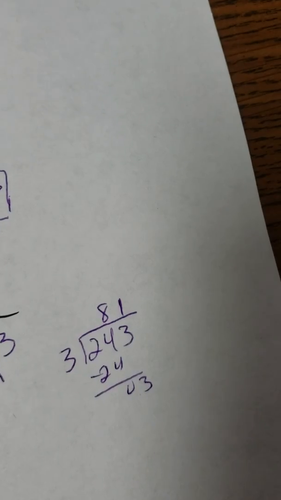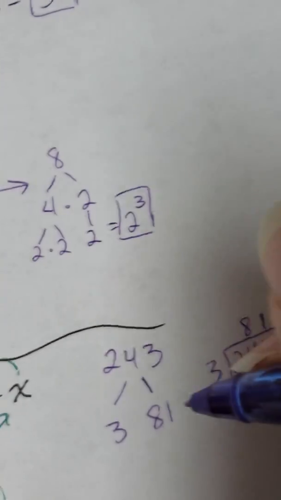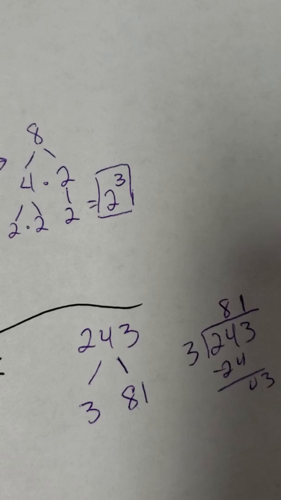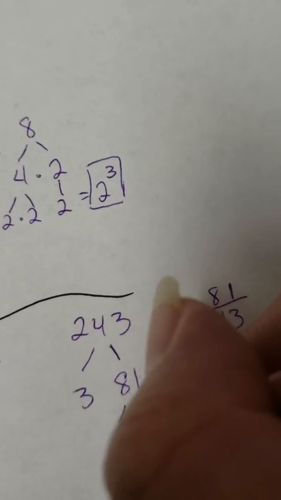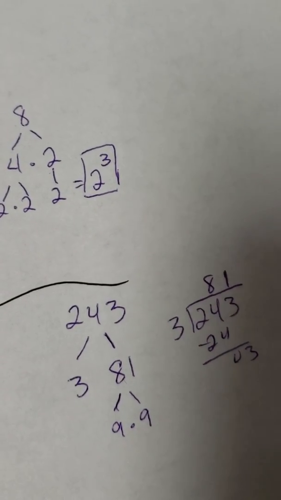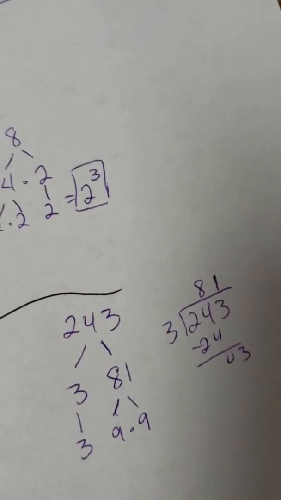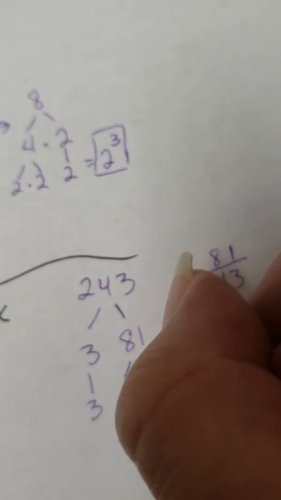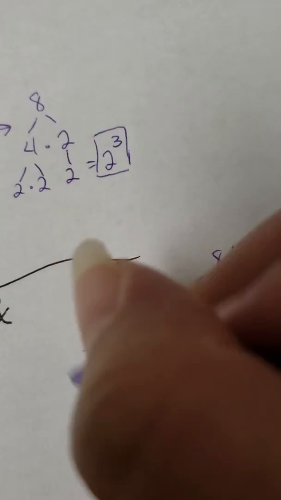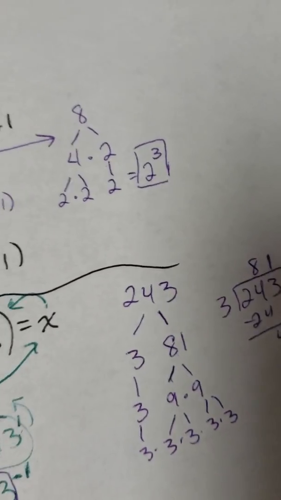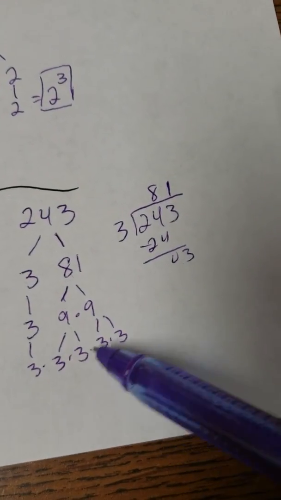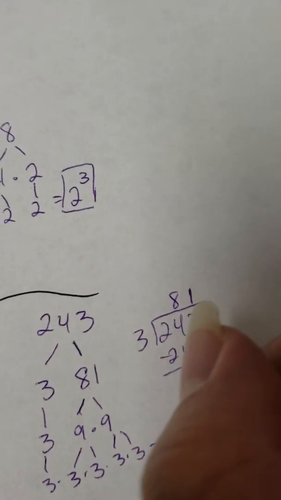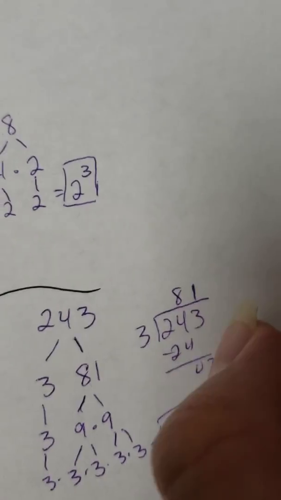Okay, so that's going to be 8, 24, 0, 3. 3 into 3 is 1. So 81. Looks like it's 81. Okay, so 3 times 81 is 243. Okay, I can break down the 81 to 9 times 9. Just going to keep bringing that 3 down. I can break down the 9 to 3 times 3, and this one to 3 times 3, and then just bring down that last 3. So it looks like I have 1, 2, 3, 4, 5 3s. So this is the same as 3 to the 5th power.